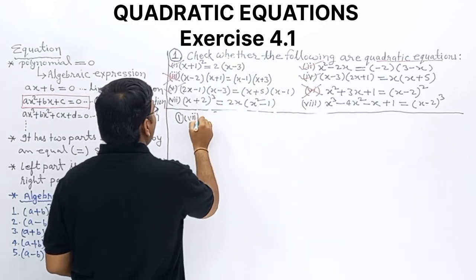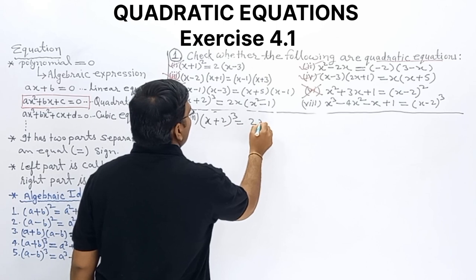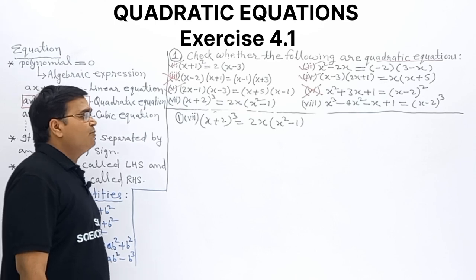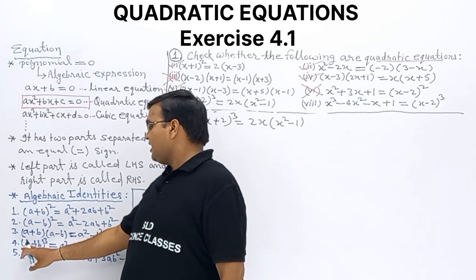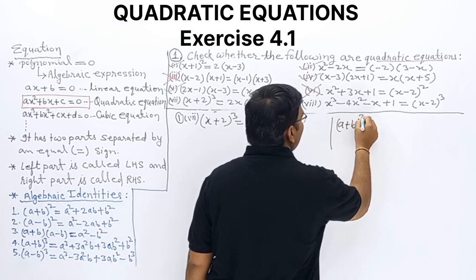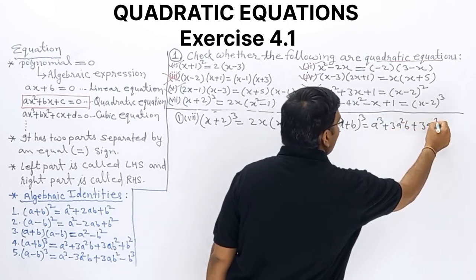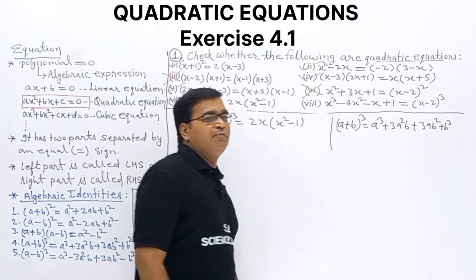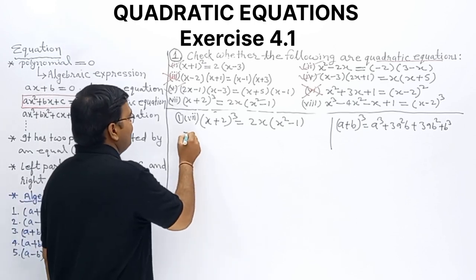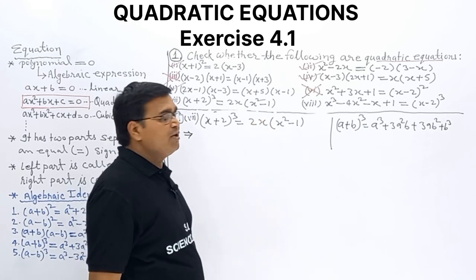Now question number 7. x plus 2 whole cube equal to 2x times x square minus 1. Observe. Which algebraic identity do we want? We require a plus b whole cube. I am writing here, a plus b whole cube will be a cube plus 3a square b plus 3ab square plus b cube. Observe carefully. You should know this one, otherwise you cannot solve this question. We studied all algebraic identities in 9th standard.